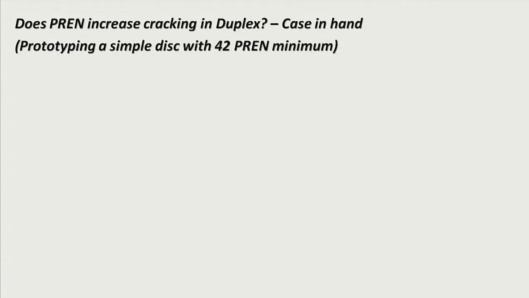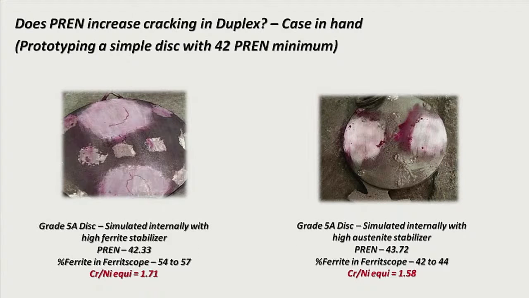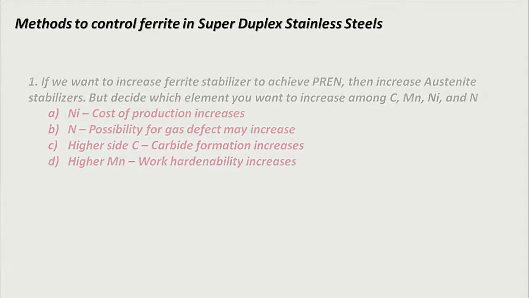So to understand it better, we did some prototyping of a simple disc in our foundry. You can see on the left side is a grade 5 disc made with PREN number 42.33, and the material has a crack under the riser where the ferrite is around 54 to 57%. On the right you can see the disc made of 5A with PREN number 43.72, but the ferrite we achieved is 42 to 44. So it is better, and it is up to us to control the ferrite by monitoring the chemistry of the material.